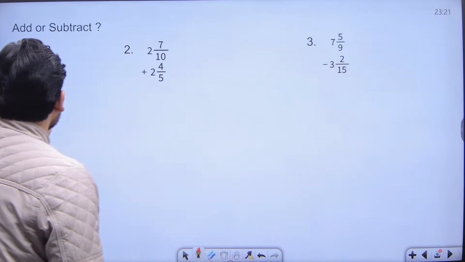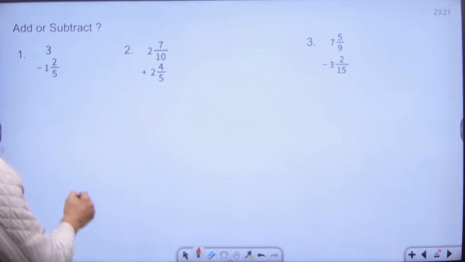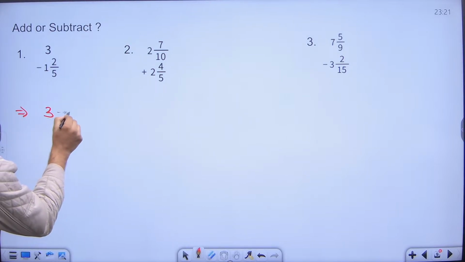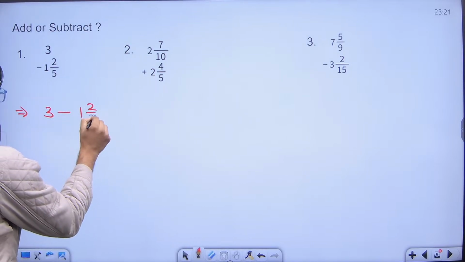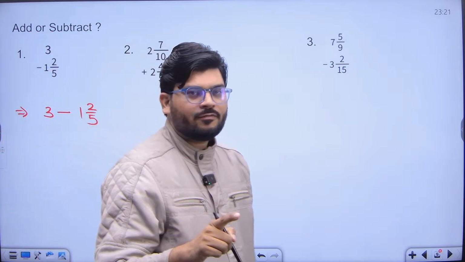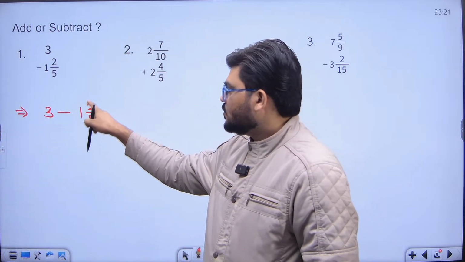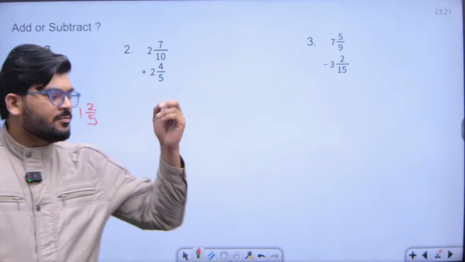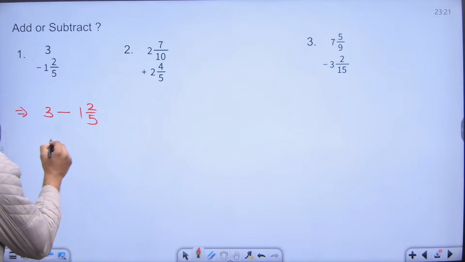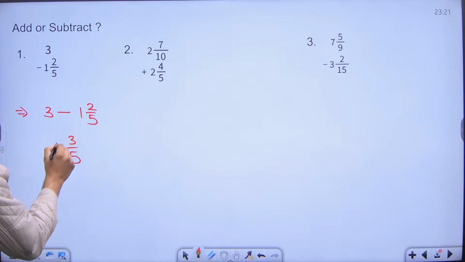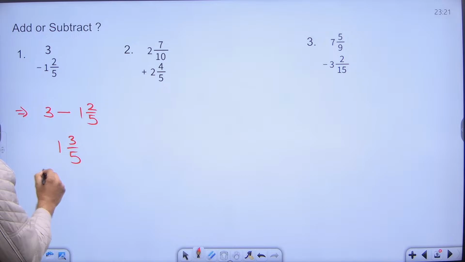Coming to the next question, add or subtract. So how to solve them? I taught you on that day, 3 minus 1 2/5. First you have to think you are sitting on 1 2/5. So what is the nearest number where you can reach? It is 2. How much more jump you will take? 3/5. So the answer is going to be 1 3/5.